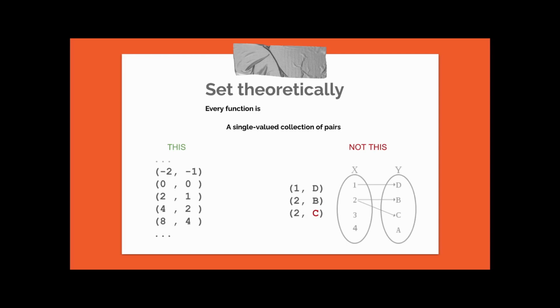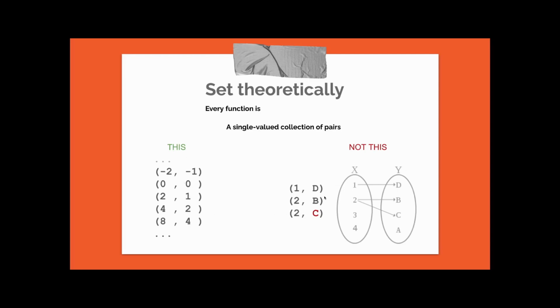If we use set theory, a function is a single valued collection of pairs. On the left-hand side, what you see is a function, and a function produces an output per input. So if you provide -2 to a function, the output that you get is -1, 0, 0, 2, 1, and so on.